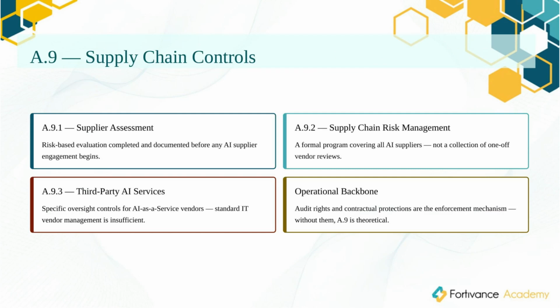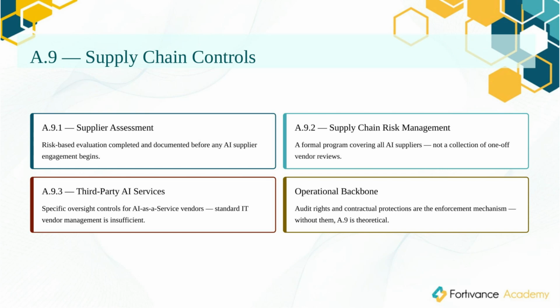From an Annex A perspective, A.9.1 requires supplier assessment, documented risk evaluation before engaging any AI supplier. The evidence is your vendor assessment questionnaire, the completed assessments, and the risk decisions made on the basis of those assessments. A.9.2 requires a supply chain risk management program, not individual assessments in isolation, but a coordinated program with oversight at the AIMS level. The evidence includes your supply chain risk register, your supplier monitoring schedule, and the records of supplier reviews conducted.